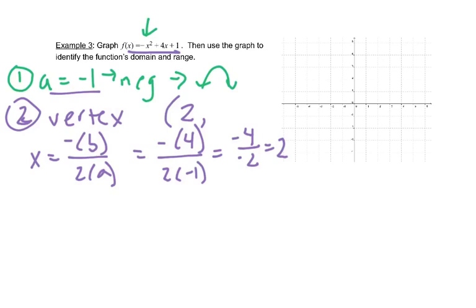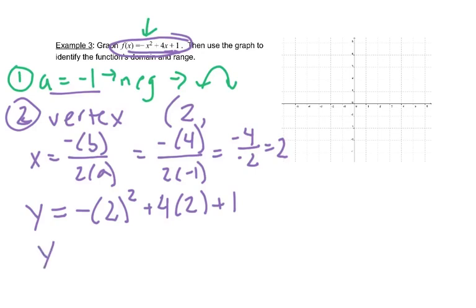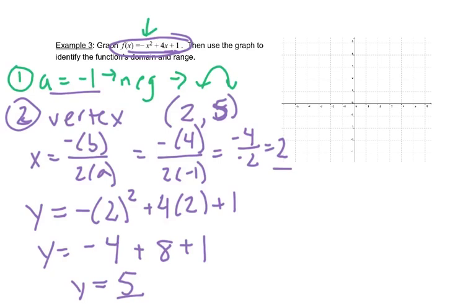And now we need to find the y. So to find the y, we go back to this equation and we put 2 in for x, and put it in parentheses. So this tells us that we have 2 times 2 is 4. We have to do the exponent first. Plus 8 plus 1. So we have negative 4 plus 8 is 4, plus 1 is 5. So that vertex is 2, 5. So we can graph that over 2, up 5. Gives us the vertex point right there.